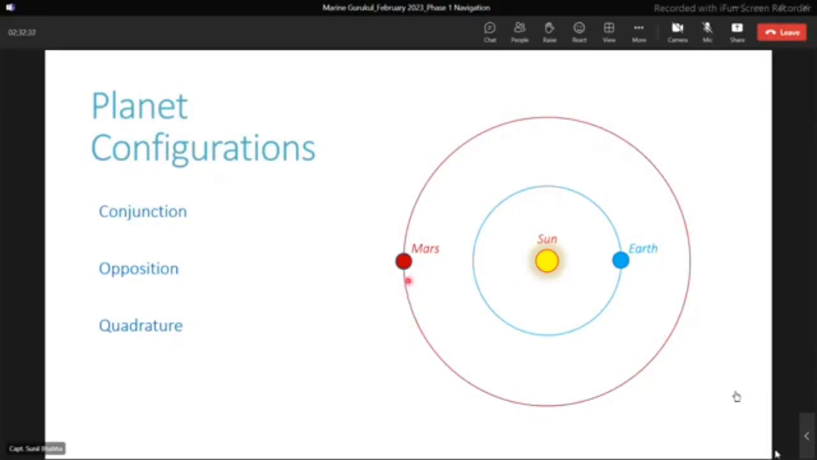Now both Earth and Mars are revolving around the sun in their orbits. The speed at which they are revolving around the sun is different. All the planets have different speeds. We just saw the third law of Kepler's planetary motion, which said T square by r cube is equal to a constant. So as the radius keeps on increasing, the time period also keeps on increasing.